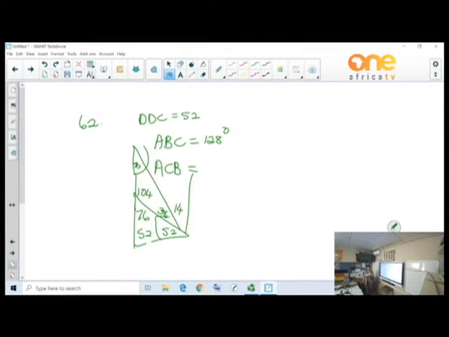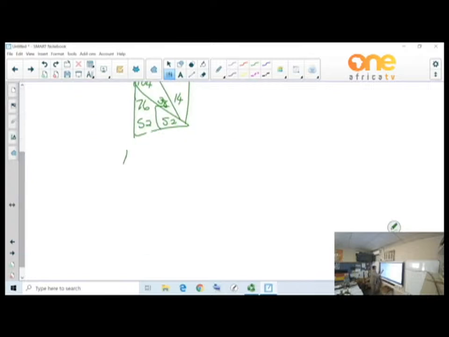And then the last one, they say X is a point on AD such that AX to XD is 1 to 3. Given that the area of the triangle EAD is 96, what will be EXD? Now again, what do we know if the area is in the ratio 1 to 3? The sides is in the ratio 1 to 3. What will happen to the area?